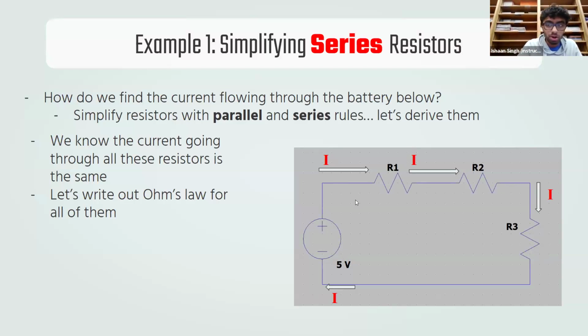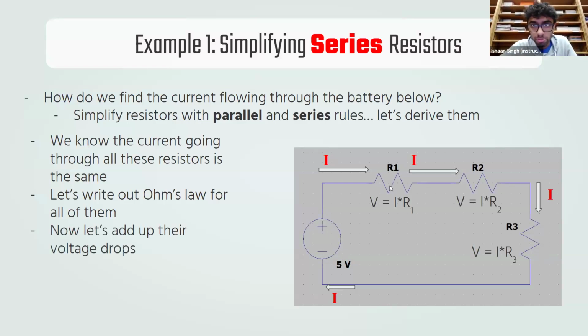Okay? Write out Ohm's law for all of them. So the voltage drop by that first resistor is IR1, the voltage drop by the second resistor is IR2, and the voltage drop by the third resistor is IR3. Again, notice the current through all of them is the same, okay?